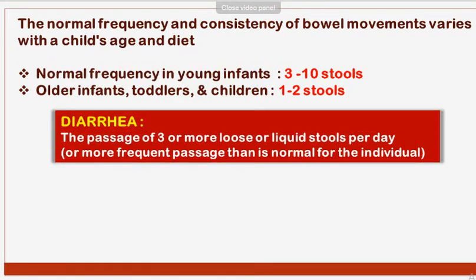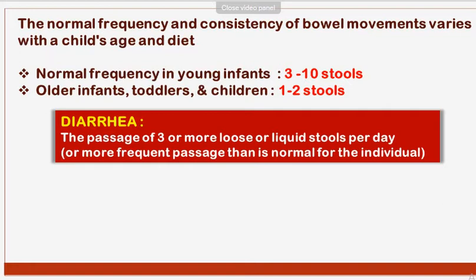Now, the definition of diarrhea has more than one form. We can call the first one a clinical definition, and then there is the scientific, highly precise definition. Diarrhea means the passage of 3 or more loose or liquid stools per day, or a more frequent passage than is normal for that individual. So if a child is 4 or 5 months old and his normal bowel movement is 5 per day, that is normal. But when he has more than 5, 6, or 7 loose or liquid stools, this baby has diarrhea.